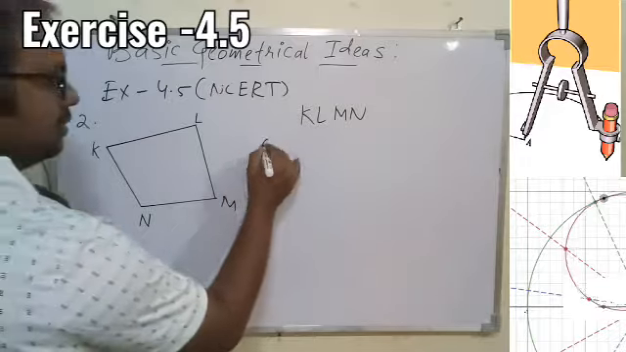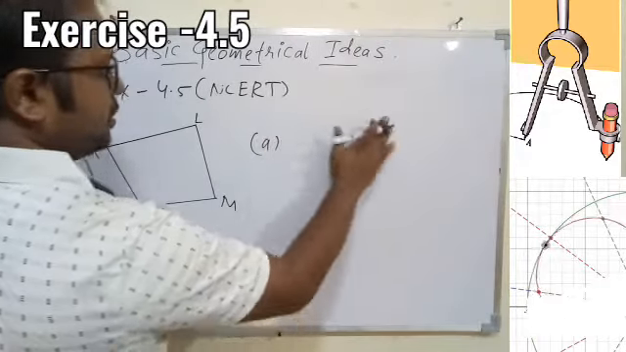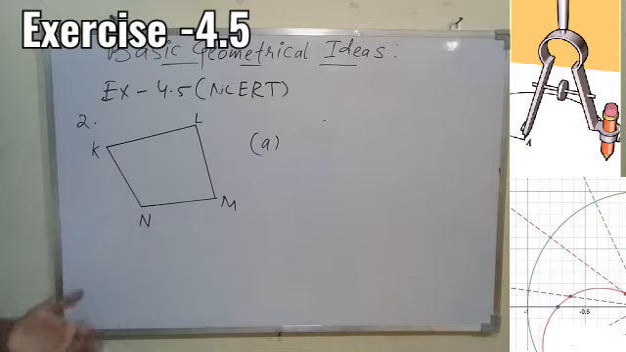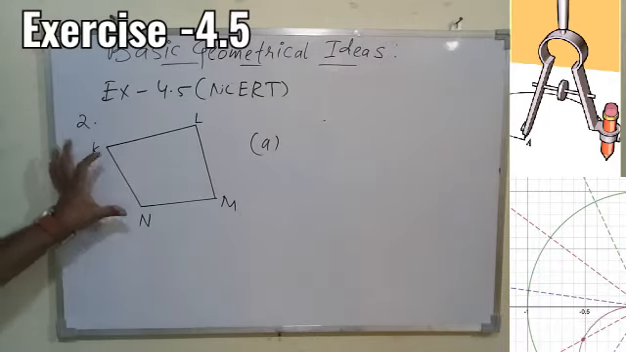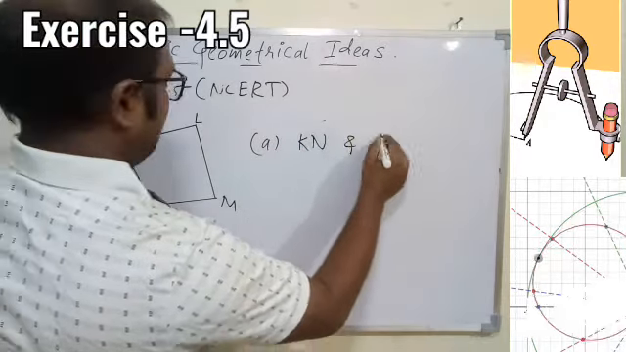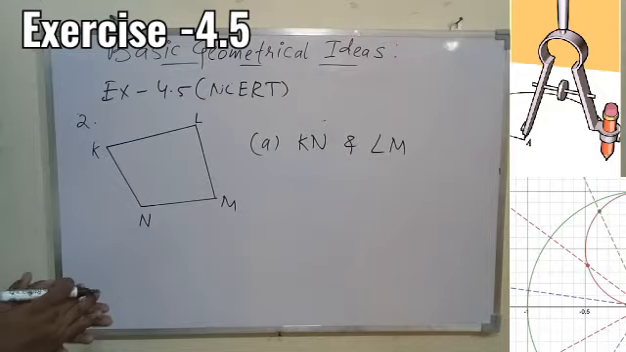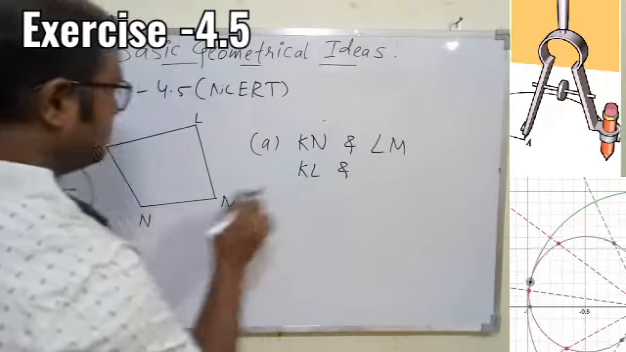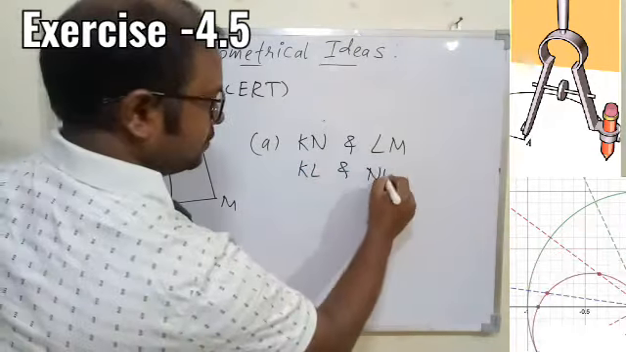So very first we understood this is a quadrilateral. We are asked to give the names of two pairs of opposite sides. So we understood KN and LM. So KN and LM, these are the one pair of sides which are opposite to each other. We can write down KL and NM.